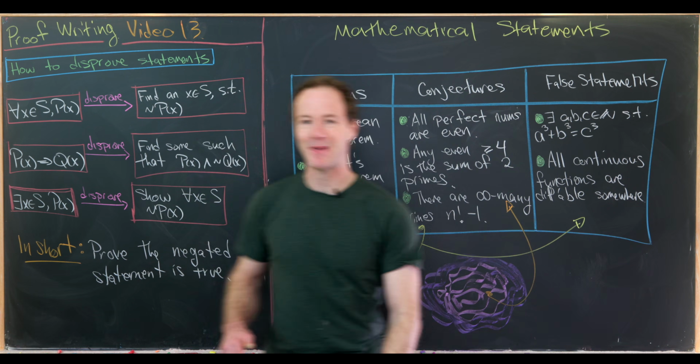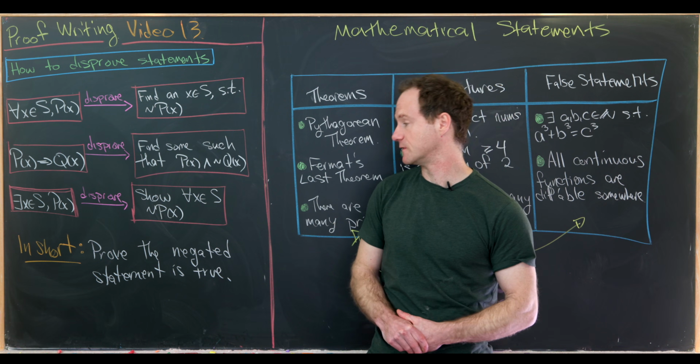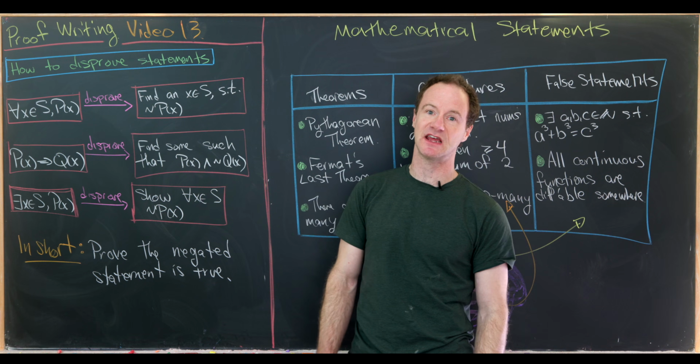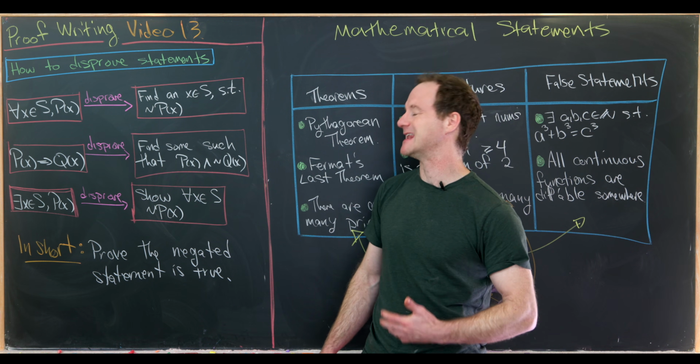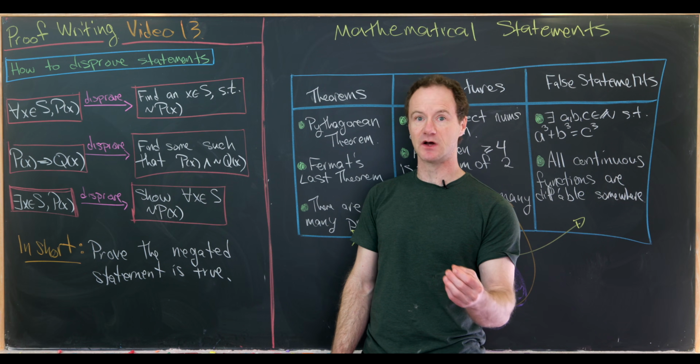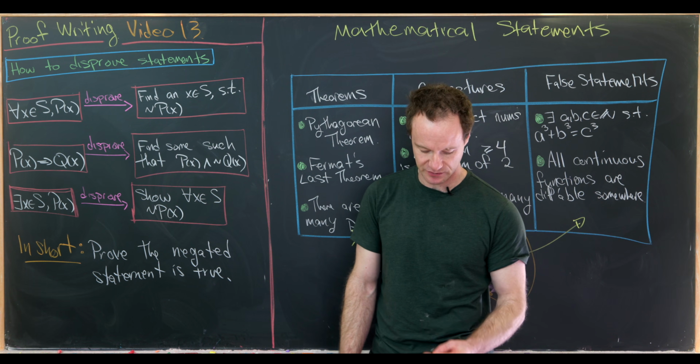Okay, so now back to how to disprove statements. Let's just say, in short, how do you disprove a statement P? Well, you show that the negation of that statement is true. So to show that P is false, you would show that not P is true.